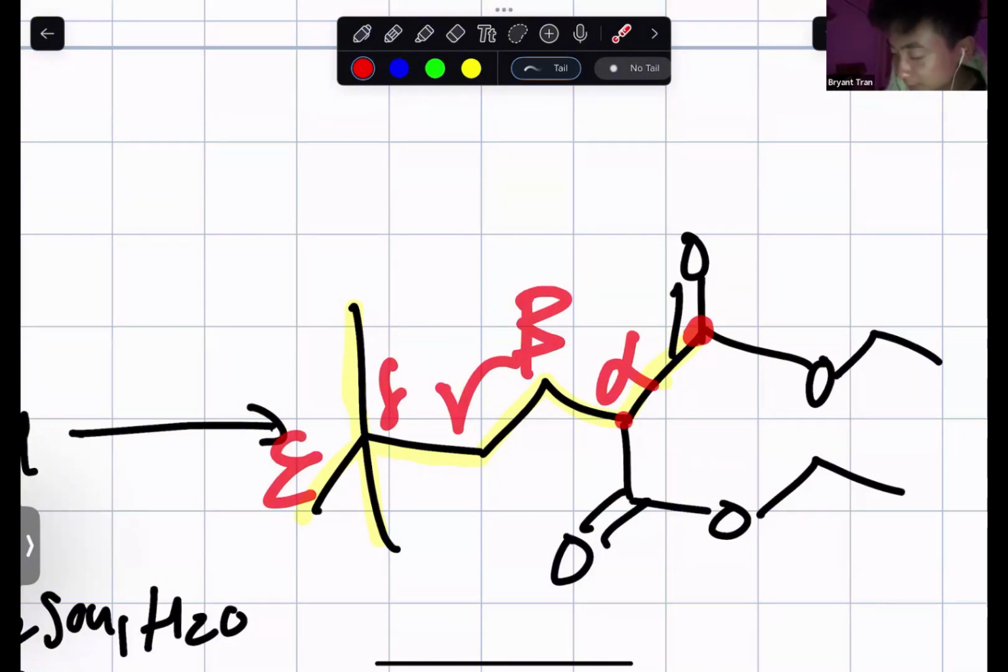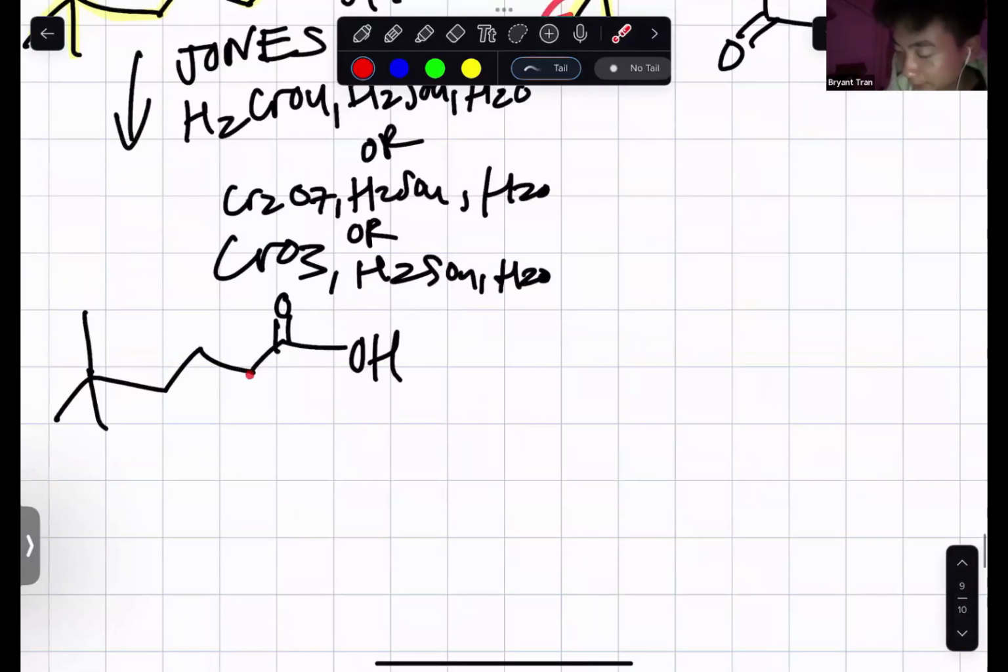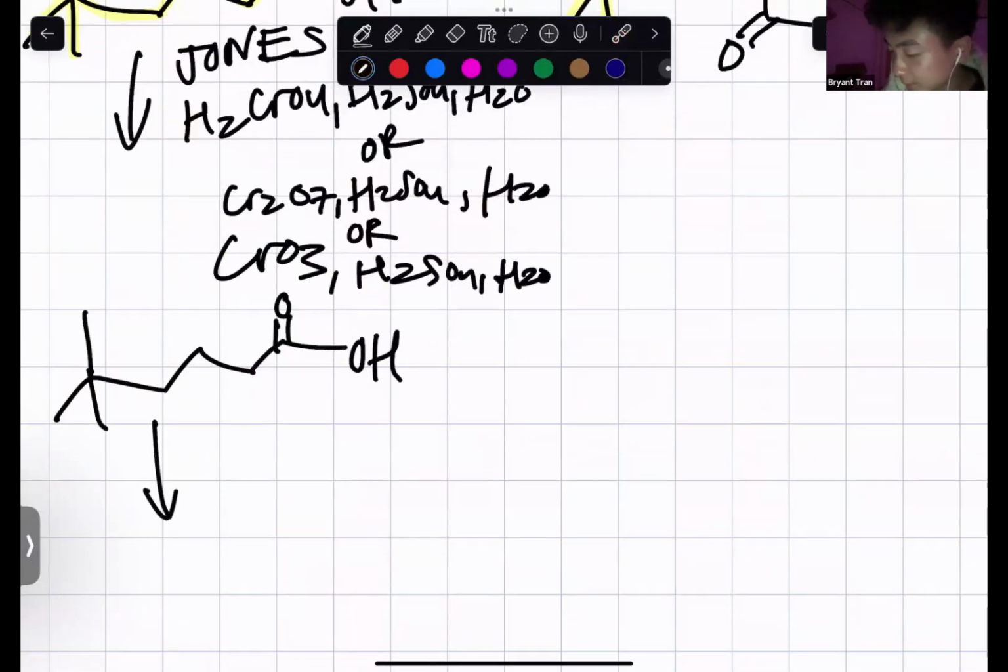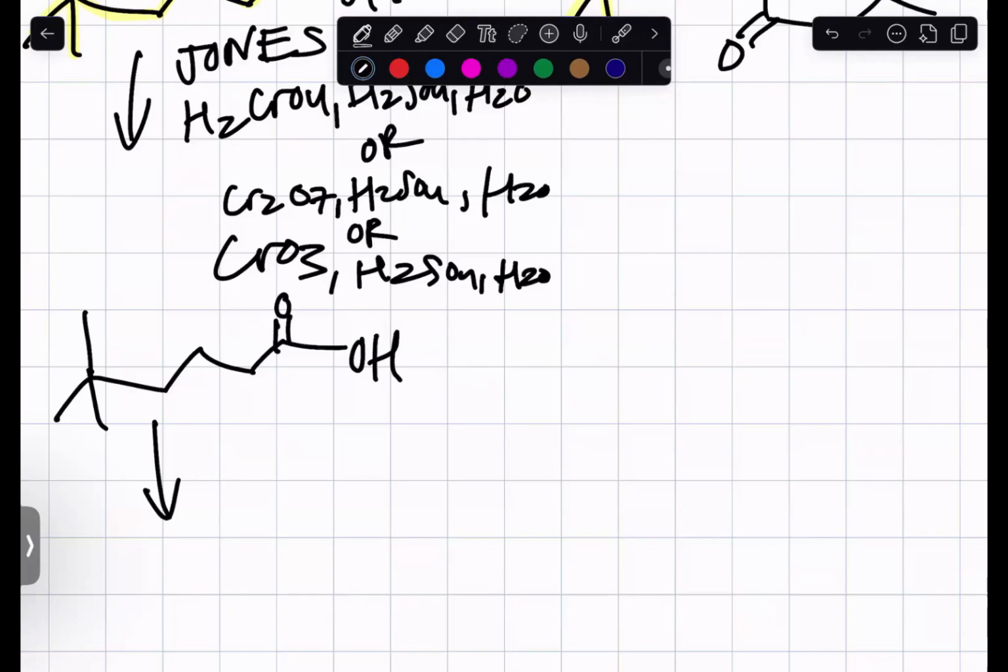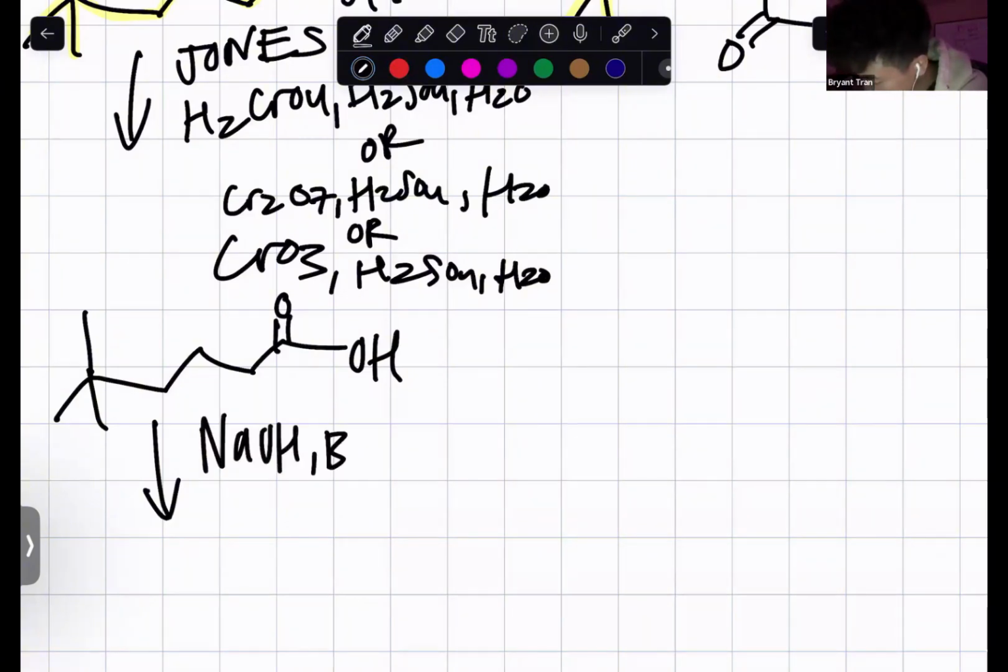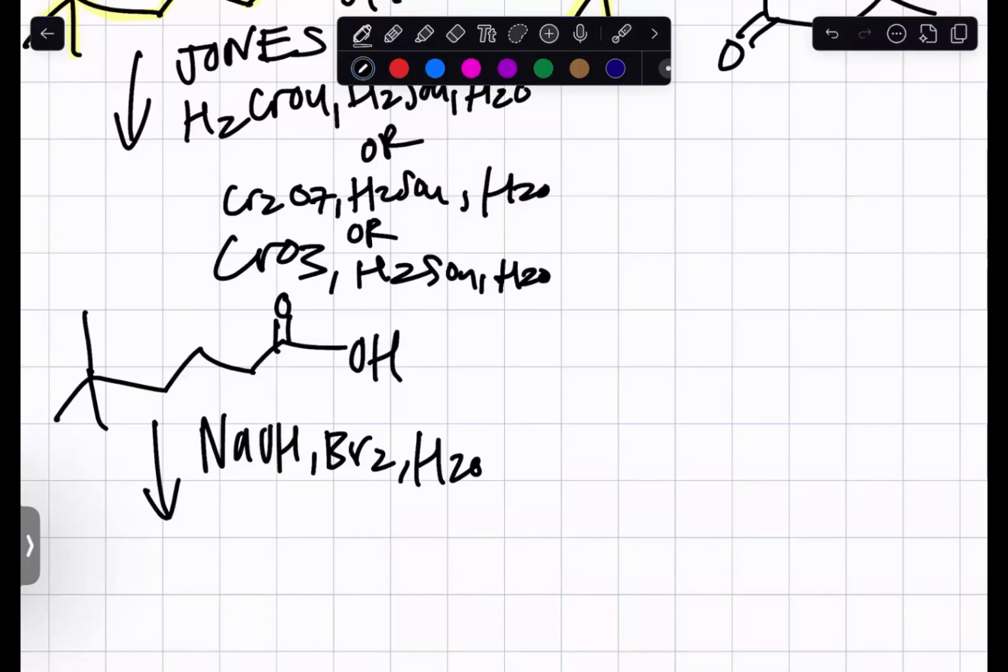If you see something alpha to this carbonyl carbon right here, there's a specific reaction that would add a bromine there, and that's called the Hell-Volhard-Zelinsky reaction, HVZ reaction. And the reagent for that would be NaOH, Br2, and water. Let me double check that to be sure before I move on. Hell-Volhard-Zelinsky reaction, HVZ reaction.